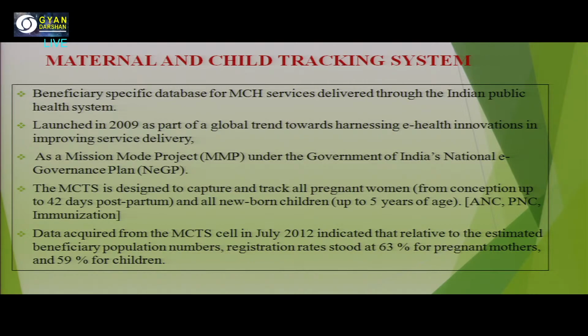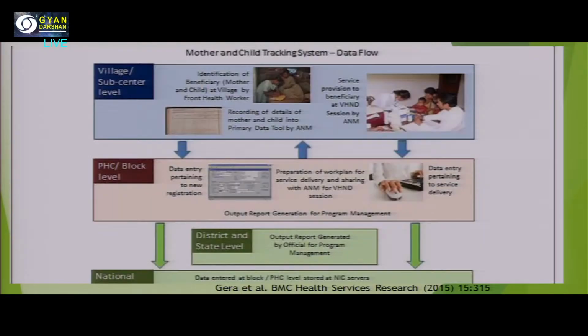So your beneficiary group will include antenatal women, postnatal women, and women for immunization. So all your services related to antenatal, postnatal, and immunization can be followed up through this maternal and child tracking system. And data acquired from MCTS cell indicated that the registration rates were reasonable, not very good. It stood at 63% for pregnant mothers and 59% for children.